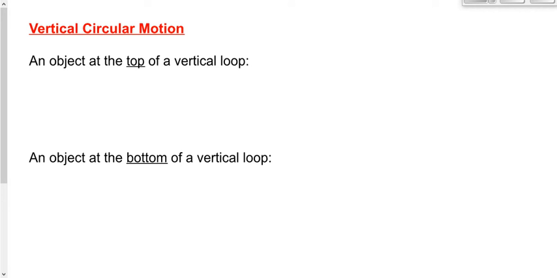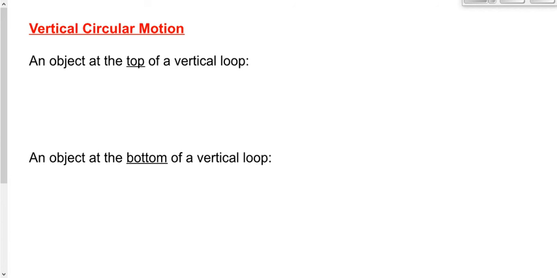Let's have a look at one more aspect of circular motion here now. Specifically, what I call vertical circular motion. Vertical circular motion is circular motion, object moving in a circle, but this time the circle is a vertical circle. We're not talking about a horizontal circle like going around a turn on a road, but we're talking about a vertical circle like, say, a roller coaster going upside down on a track.